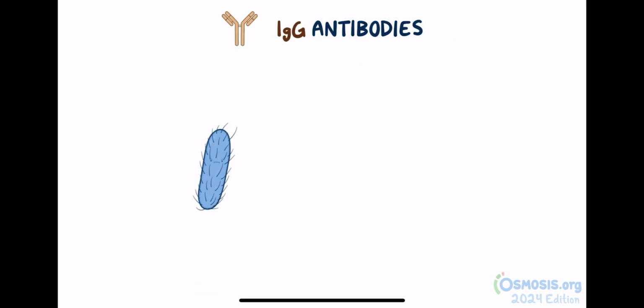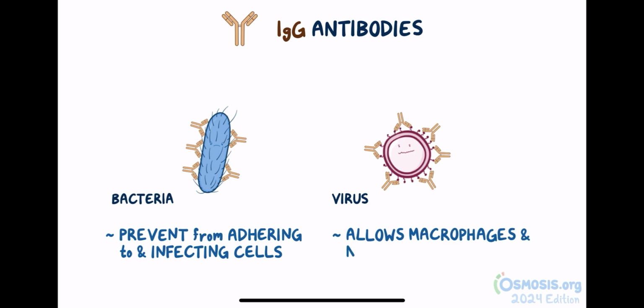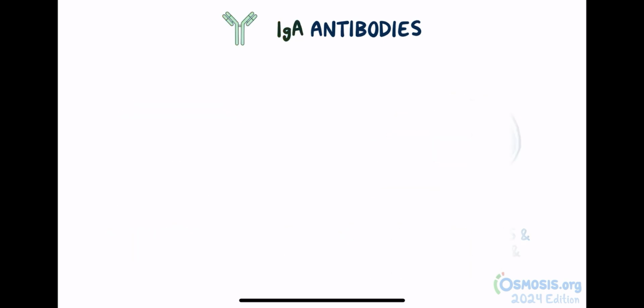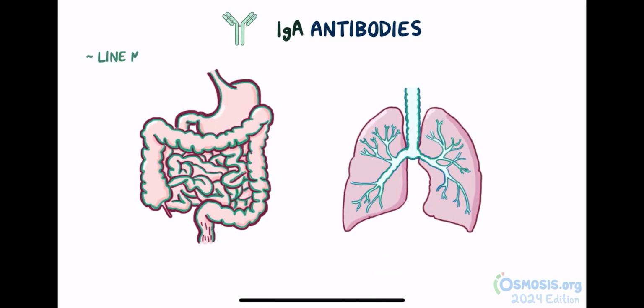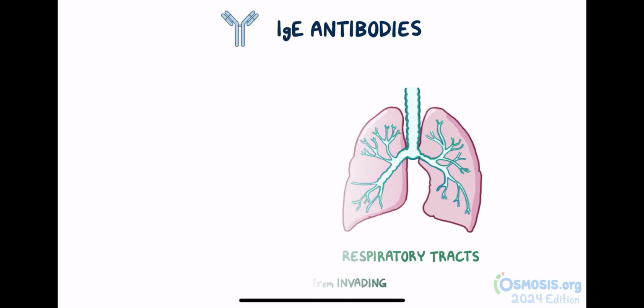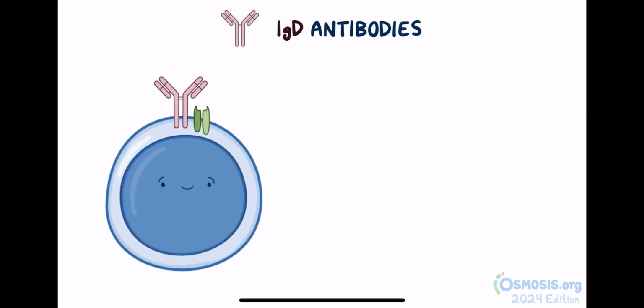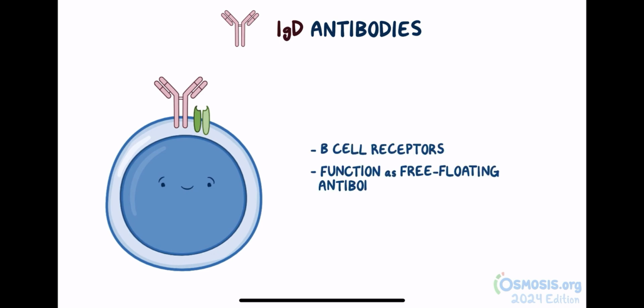IgG antibodies stick to the surface of bacteria and viruses, and that prevents them from adhering to and infecting cells. IgG also allows macrophages and neutrophils to grab and destroy the microbes. IgA antibodies line the mucosal tissues like the gastrointestinal and respiratory tracts and stop microbes from invading in the first place. IgE antibodies work with eosinophils to destroy parasites. And as for IgD antibodies, they're also used in some B cell receptors, just like IgMs are, but their function as free-floating antibodies is still actually unclear.